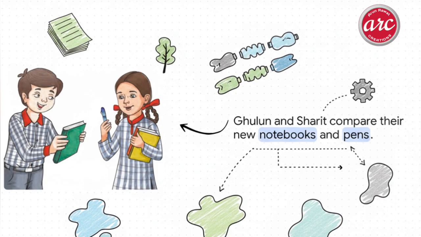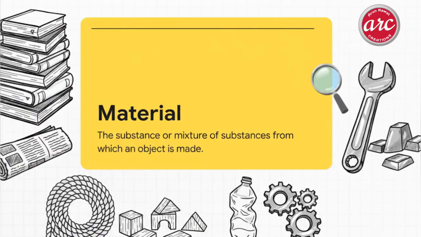Different objects are made of different stuff. And that stuff has a name, of course. We call it a material. Paper, wood, plastic, metal, those are all materials. And here's the key idea. Every single object in our world is made from one or more of them. This is our first big step to cracking the code.